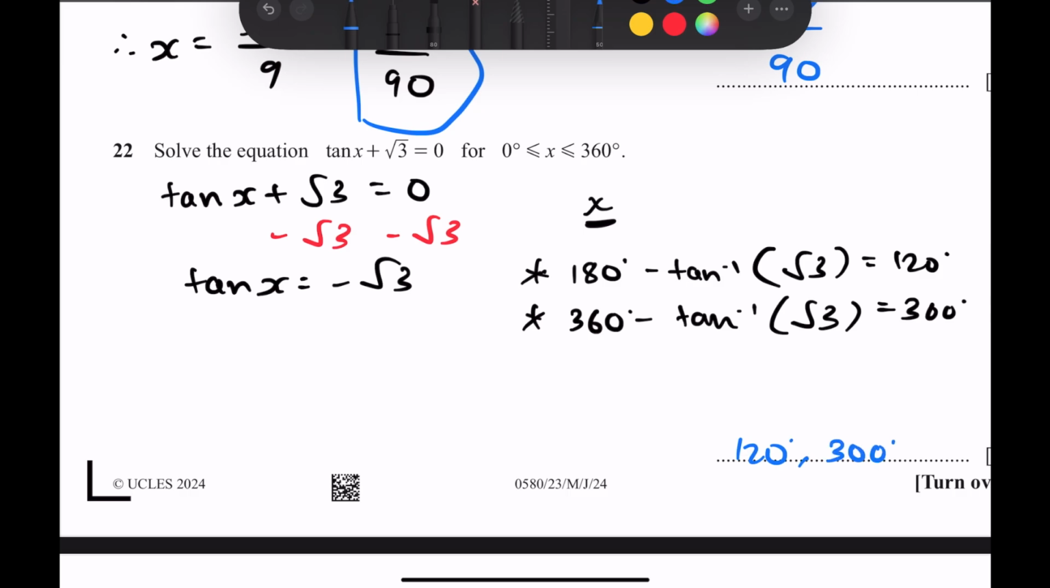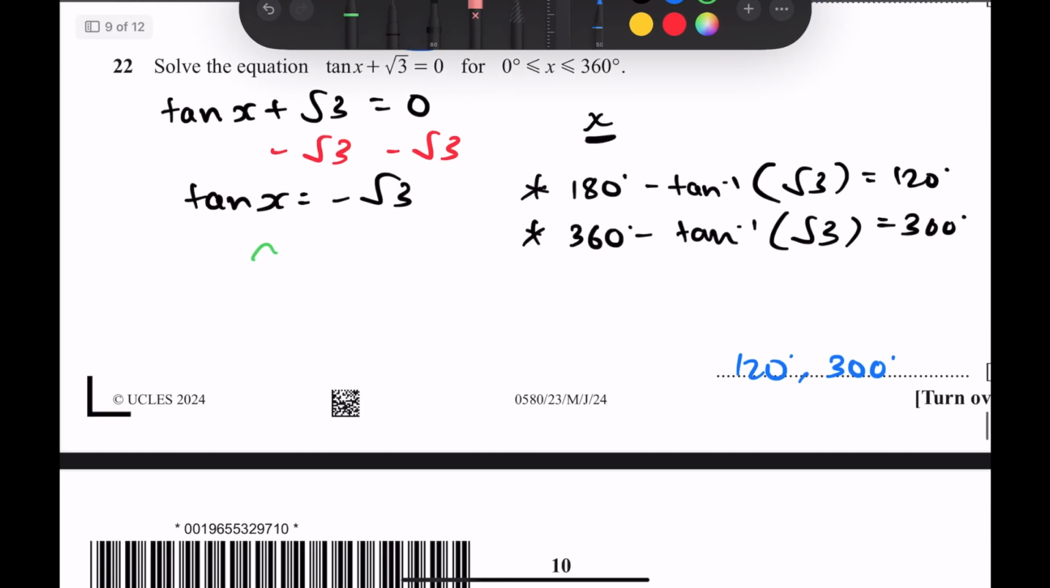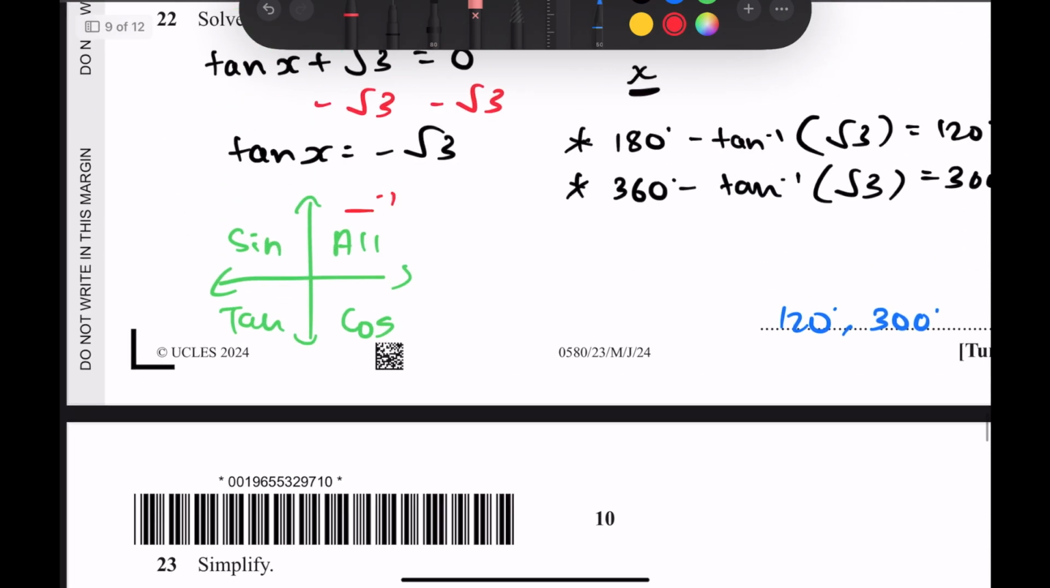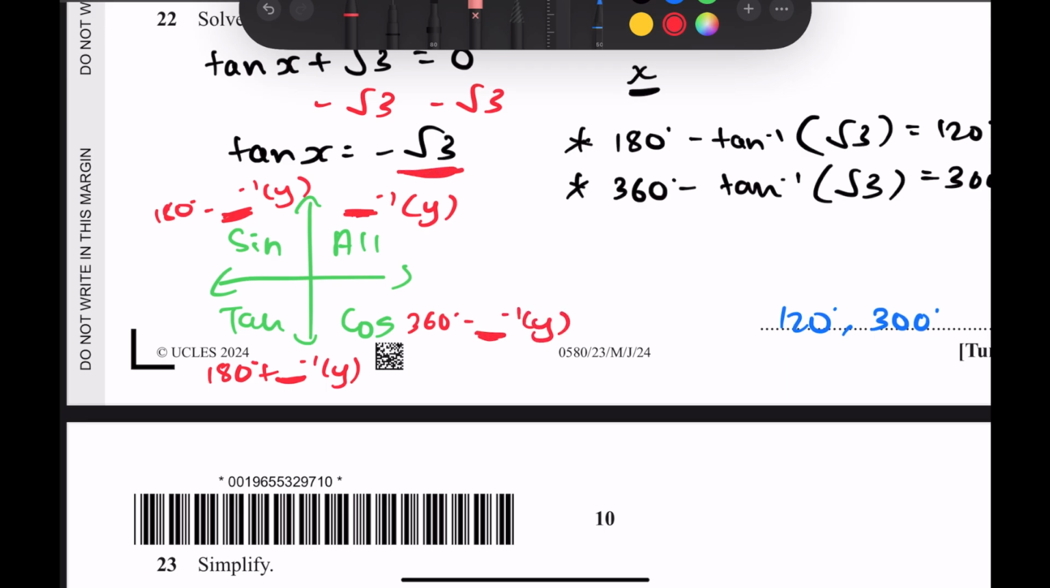As for why we use these two specific rules, I'll take 2 minutes to explain this right now. If we try to draw a graph of all, sine, tan, cos, and we write the corresponding rules for this: this is the inverse of y. This is 180 degrees minus the inverse of y. I'll make it shaded. Inverse of y. This is 180 degrees plus the inverse of y. And cos is equal to 360 degrees minus the inverse of y. But y is equal to the positive value of the number on the other side.